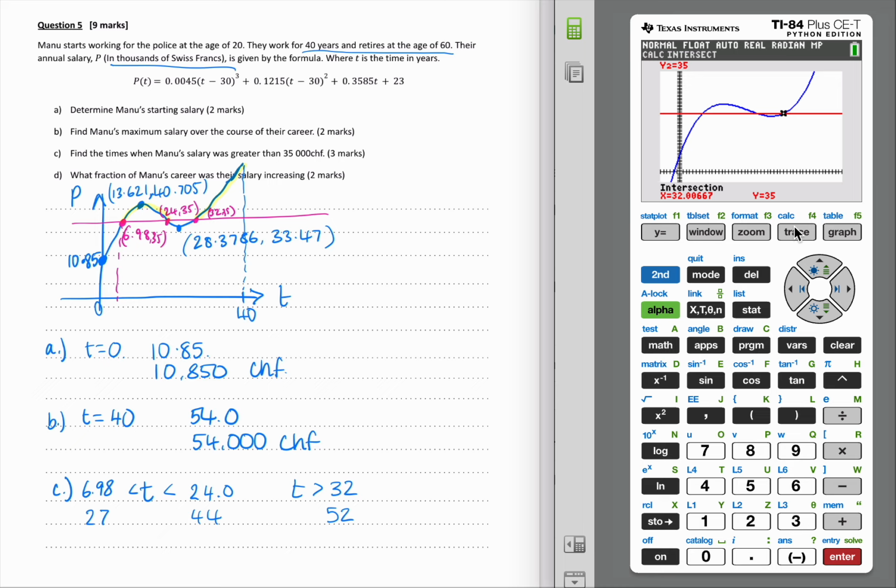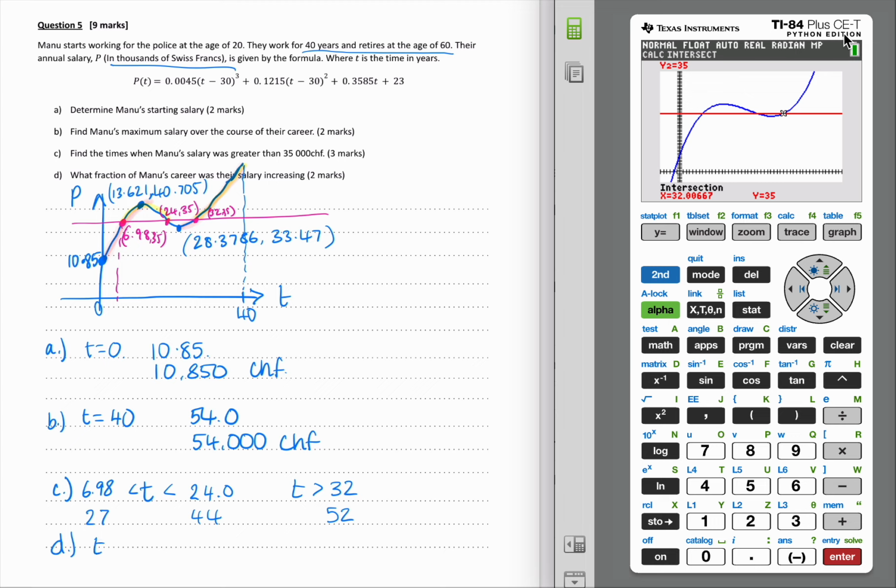And then for part D, the last part, what fraction of Manu's career was their salary increasing? It is increasing for all of these different values where we are increasing, so here and again here. So it's increasing for this part of the function, and then it's also increasing for this part of the function. So that means it's from when he started up until his maximum point, and then from his minimum point until he retires.